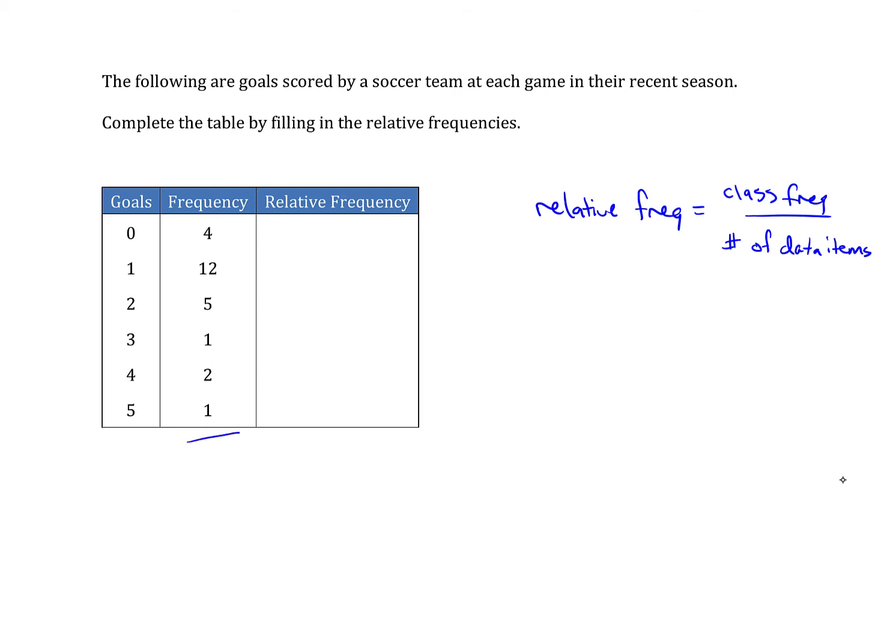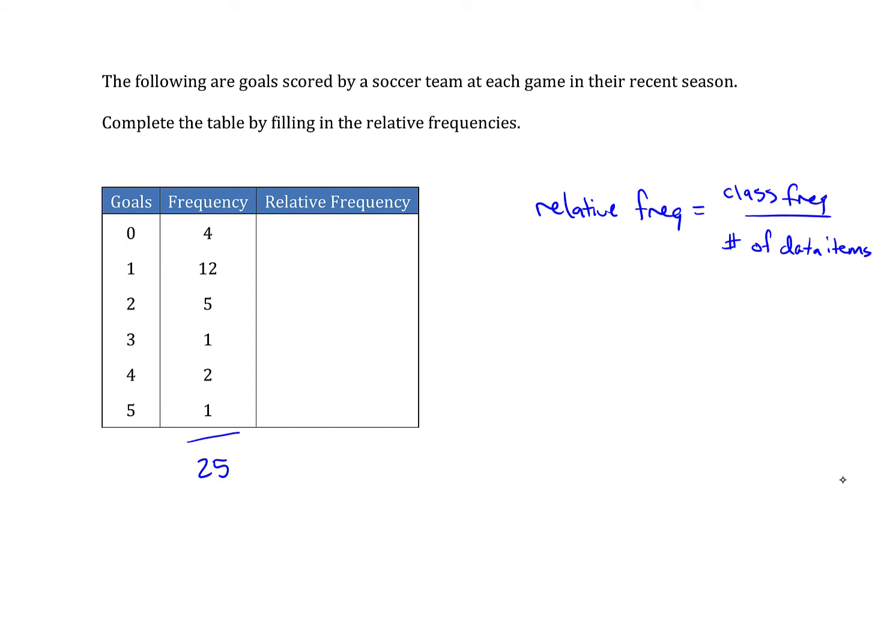So let's add these up. Let's see here. 4 and 12 would give me 16. Then that would be 21, 22, 24, 25. So I have 25 data items total.